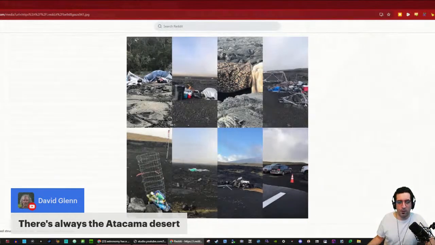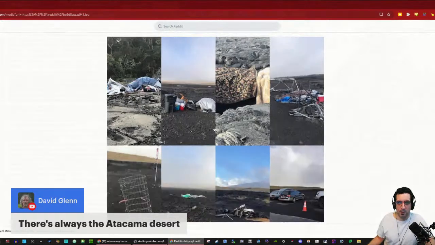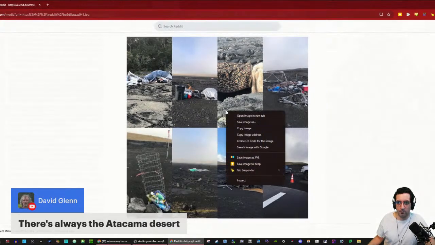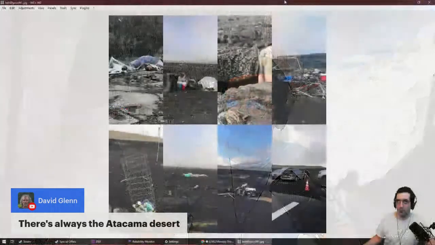Okay, so supposedly this is heaps of trash and abandoned structures left by the protesters on Mauna Kea. And some of the counterpoints were that these were actually... Let me just save the image and open it in a picture viewer so we can enlarge it.